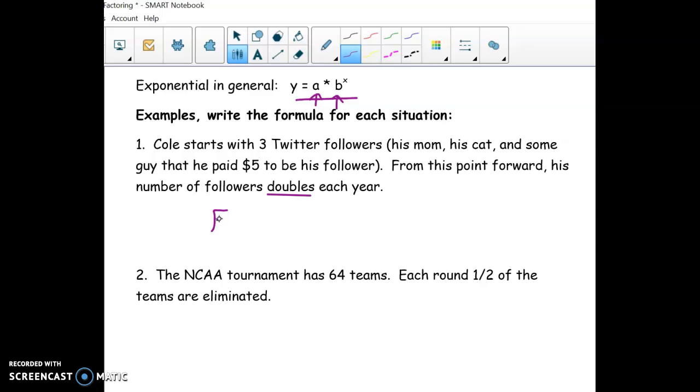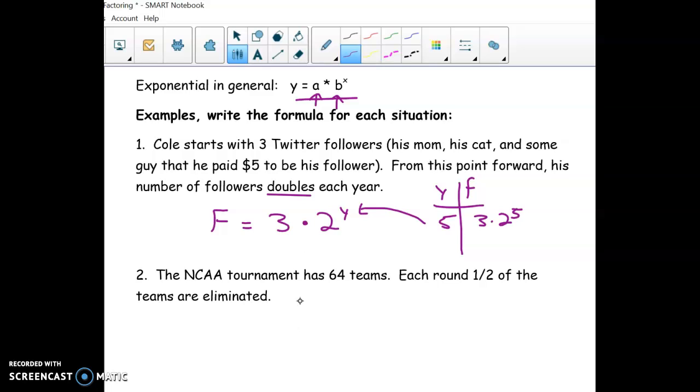Okay, so on this one, the followers equal 3 at the start, and then you double, so it's 3 times 2 each year. All right, so that would be our setup, and then we could make a little table so that if you wanted to find the followers after 5 years, we just put 5 in for y, and it would be 3 times 2 to the 5th, whatever that number is. All right, so there's your setup.